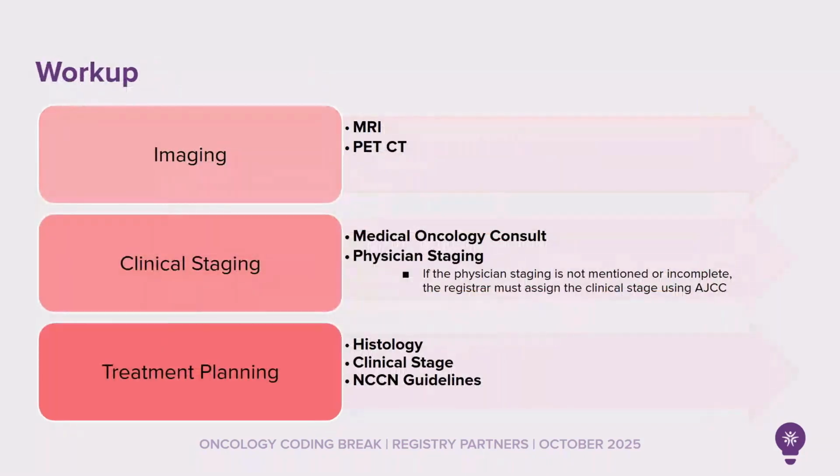After diagnosis, the patient goes on for further workup. This includes additional imaging by MRI if it's indicated or if it was not done as part of the screening. A PET CT may also be performed if there are signs or symptoms of metastatic disease or if the patient would be high risk.